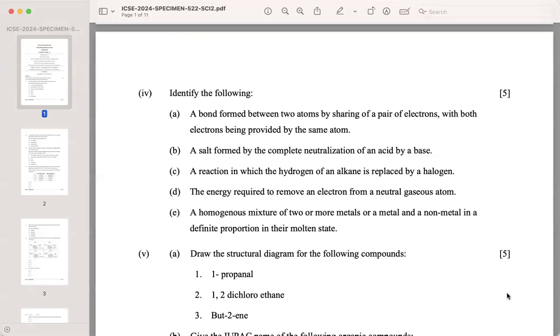Part D, the energy required to remove an electron from a neutral gaseous atom. It will be ionization energy or ionization potential. Both are correct. Part E, homogeneous mixture of two or more metals or a metal and a non-metal in a definite proportion in their molten state. Here the answer will be alloy.